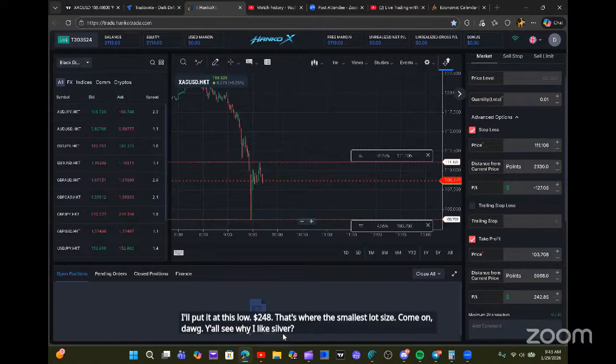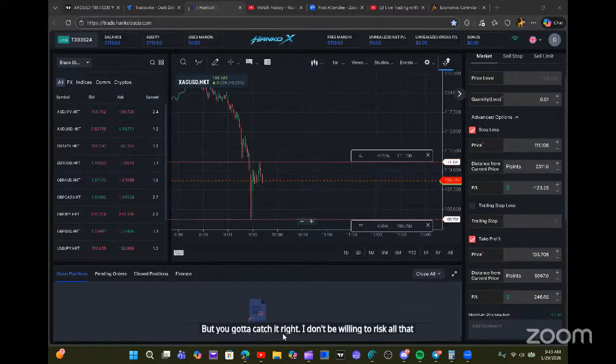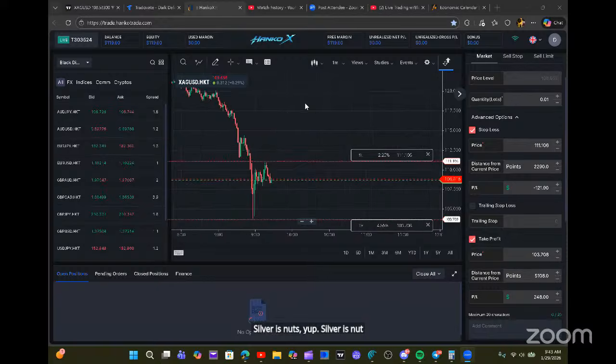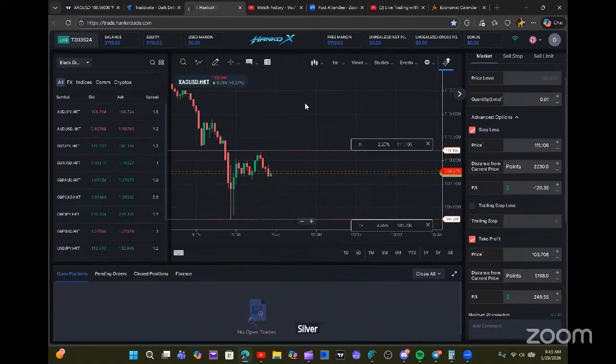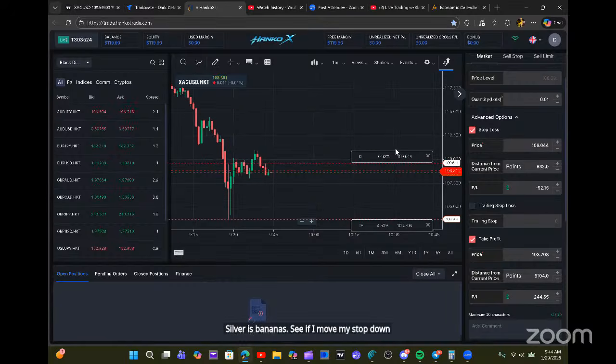But you gotta catch it right, though. I don't be willing to risk all that money. Silver is nuts. Yep. Silver is bananas. See if I move my stop down to right here, it's $54. I'm not willing to risk $54 right now. I'm really not.